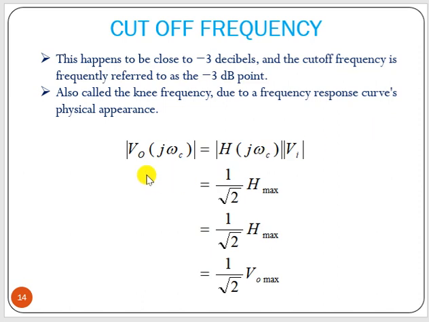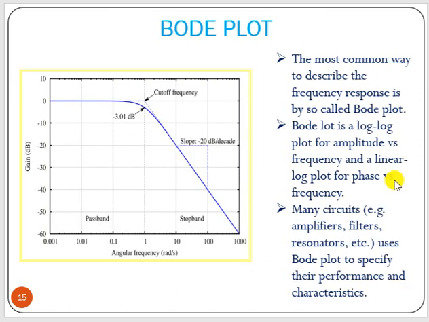According to that, we can write the output V0 at j omega c equal to the transfer function into Vi. So output by input equals the transfer function. Output equals transfer function into Vi, and here it will be 1 by root 2 of H max or 1 by root 2 of V0 max. Now there is one plot that is called the Bode plot. In that case, we have to plot.